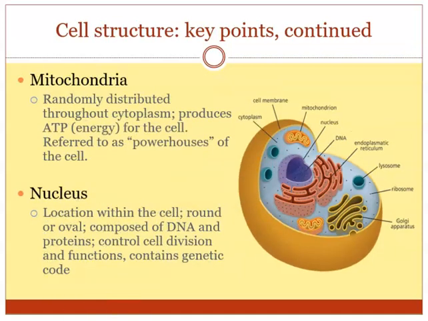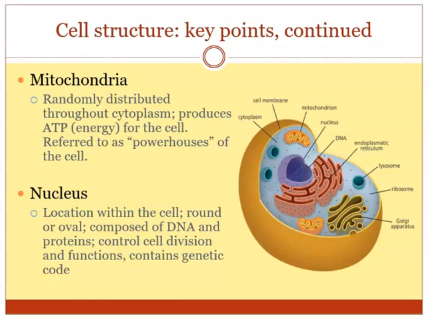Our next organelle for cell structure are our mitochondria. Our mitochondria, and we can see one right here and we can see one right here, are randomly distributed throughout the cytoplasm, and they produce energy, or what we call ATP, for the cell. And we usually refer to the mitochondria as the powerhouses of the cell.